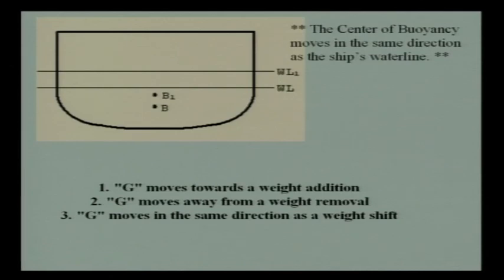And the other thing is about G, that is the center of gravity. If you add a weight at one point, G will always move towards that point. It will not reach that point, that is not the meaning, it will go in the direction of that point, because you are adding a weight there, it is just common sense. In the same way G moves away from a weight removal: if you remove a weight from a point, it will slightly move away from that point. It is the same thing with weight shift. If you shift a weight from one point to another point, G will move in the direction of that shift.